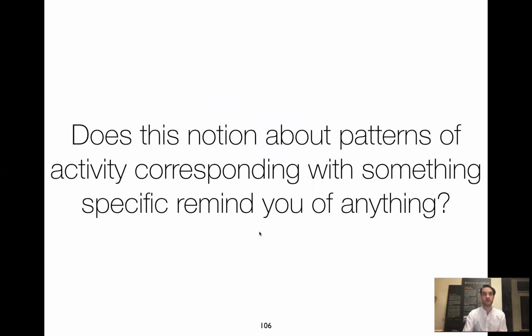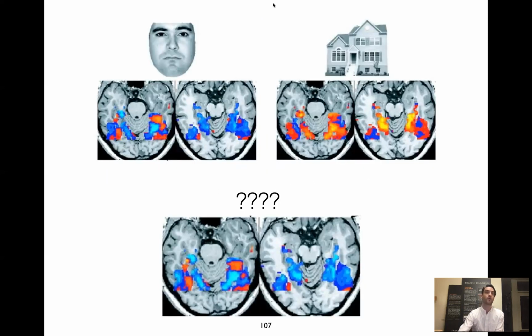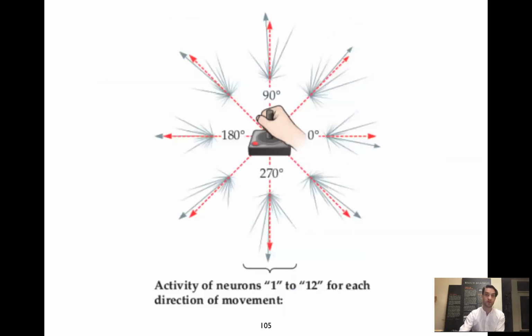I do wonder if this notion about patterns of activity corresponding with something specific might remind you of anything. I hope that it does, because a little while ago, we talked about patterns of activity in a different context. We talked about it in the context of object recognition, where your brain can recognize something as a face, or as a house, not by one neuron, not by one area, but by an entire pattern of activity. It's a similar concept here with the motor system, where your brain will look at a whole pattern of activity, not just one neuron, not just one little area, and from that whole pattern, figure out, oh, okay, we're supposed to move our limbs this way, or that way.